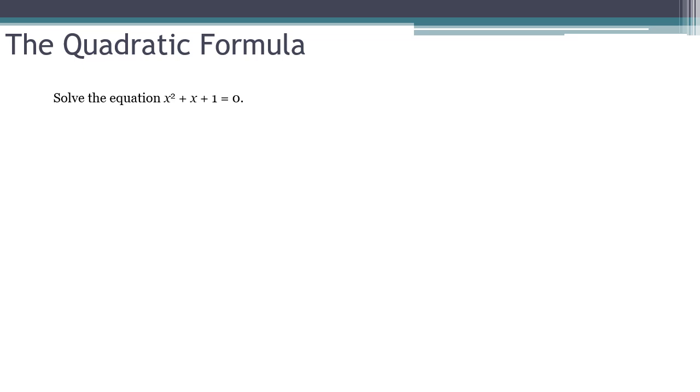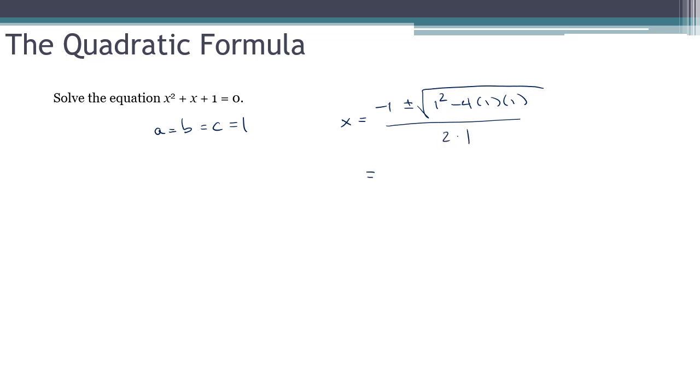So this one is kind of nice, right? For the A, B, and C, they're all the same. A equals B equals C, and they are all equal to 1. All right, so if I drop these numbers into the formula, I get negative 1 plus or minus the square root of 1 squared minus 4 times 1 times 1 over 2 times 1. We do a little simplifying here. Negative 1 plus or minus the square root of 1 minus 4 over 2, which is negative 1 plus or minus the square root of negative 3 over 2.